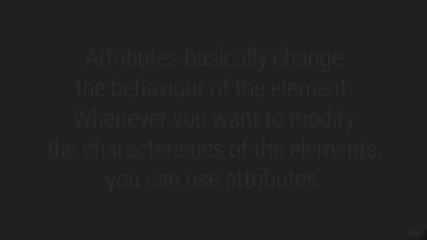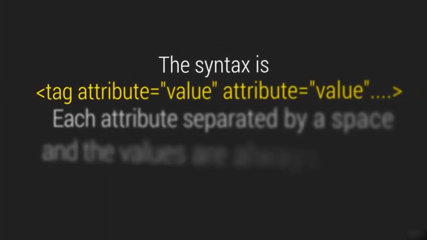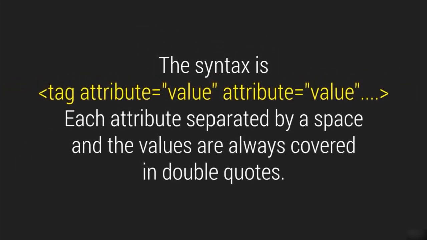The second question is, how can you apply multiple attributes to a single element? So here is the syntax. You have the tag name, you have the attribute, you keep on writing the attributes, each attribute separated by a space, and the values are always covered in double quotes to make sure you follow these standards. This is how you can apply multiple attributes.